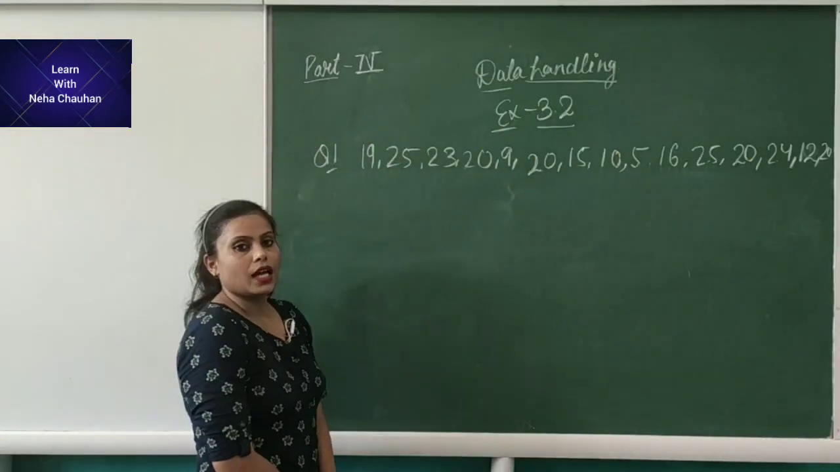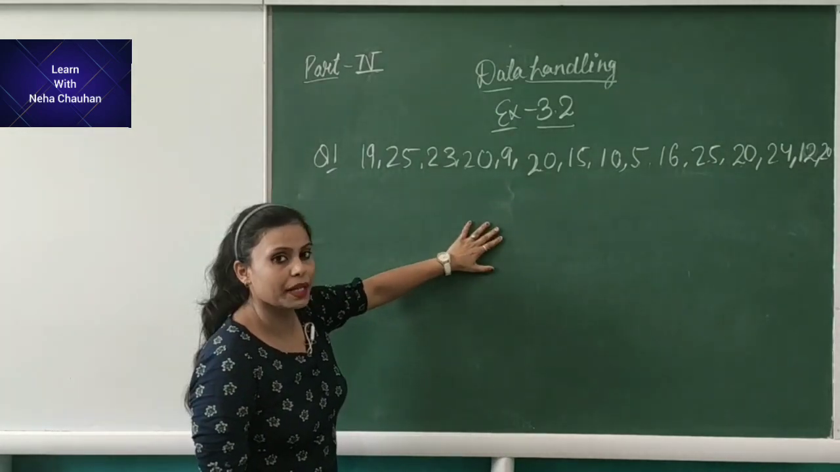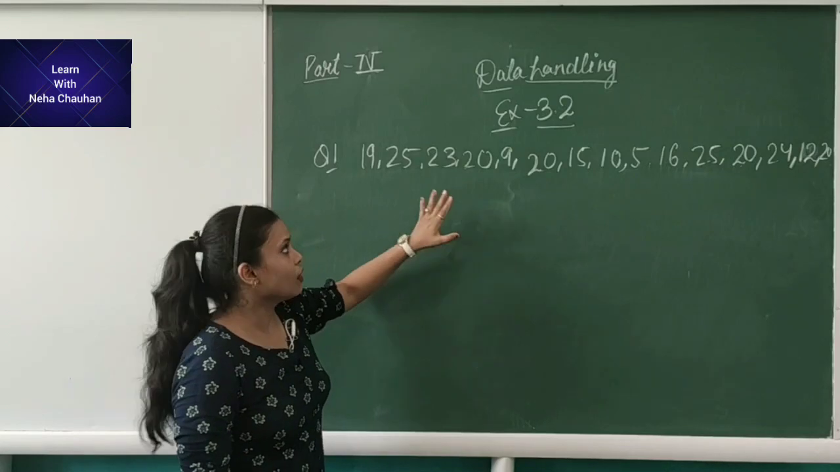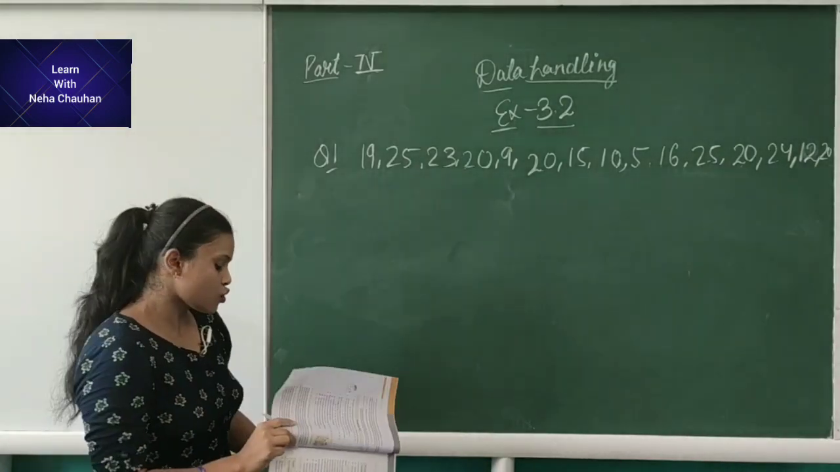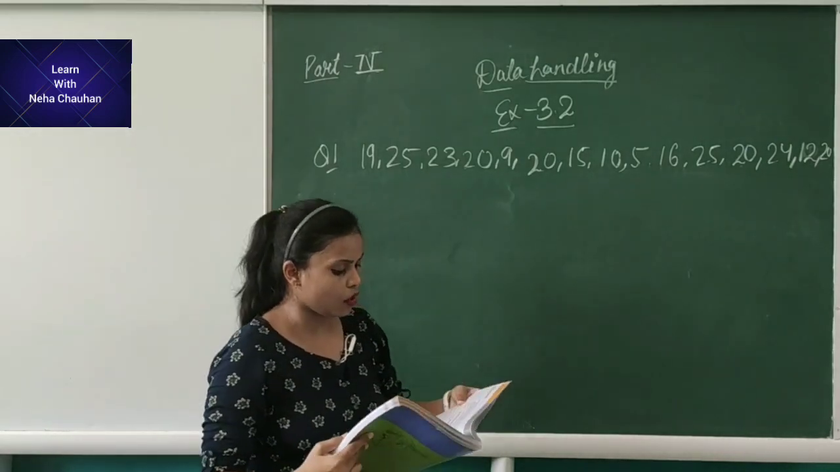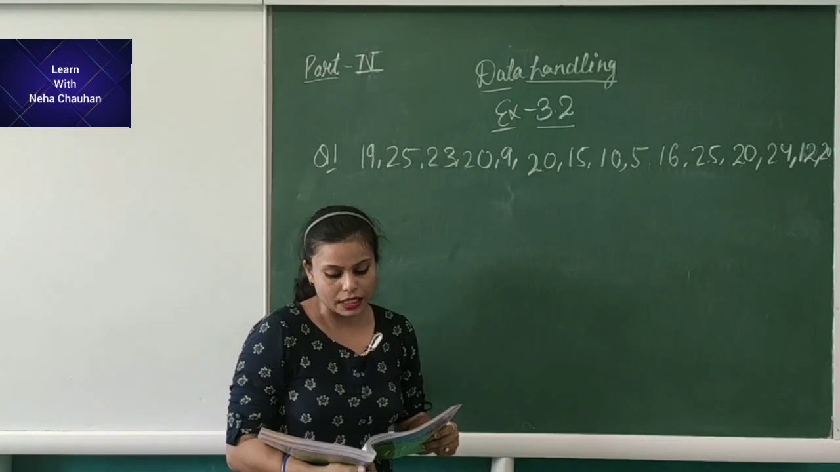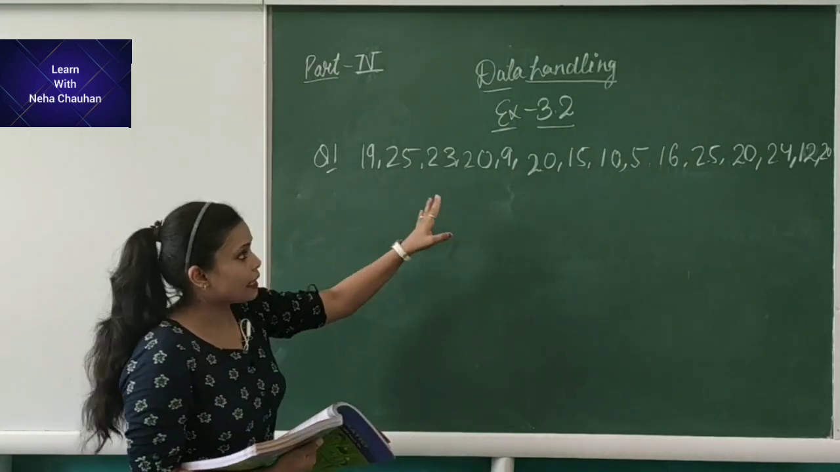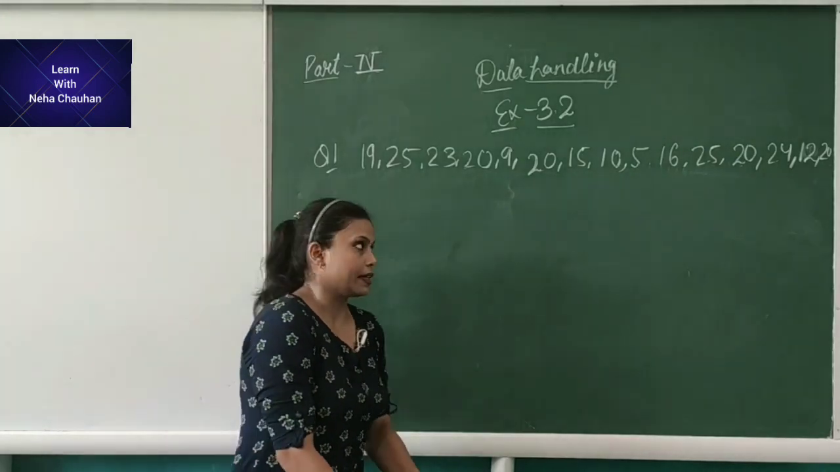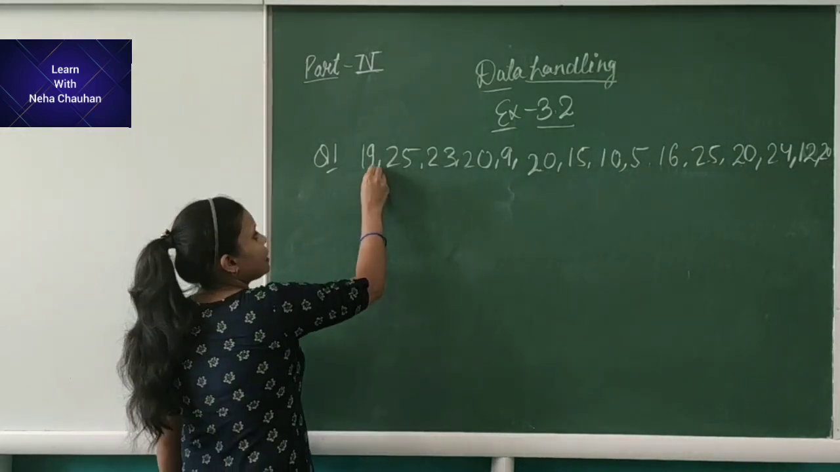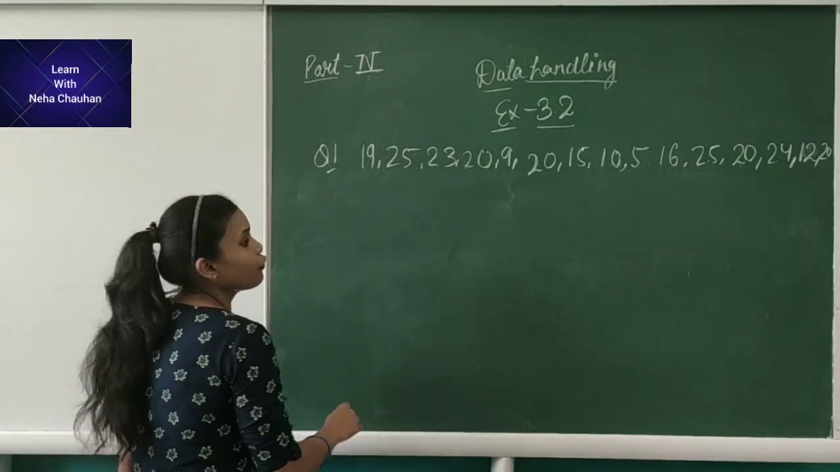Hello students, in the previous part of this chapter you have read about the median and mode. Now let's do the questions of exercise 3.2. Let's start with question number 1. We have the scores of a mathematics test out of 25 for 15 students, as given in your book. We need to find the mode and median of this data.